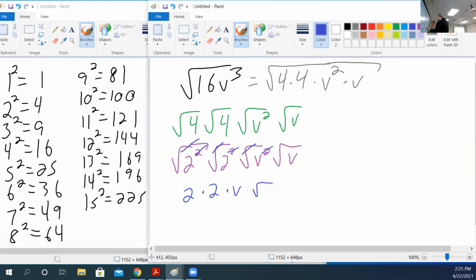And these are all still multiplying times each other. Now let's collapse them back all down. So 2 times 2 is 4 times v. So it just equals 4v times square root of v. There's your final weird little looking answer, but that's it.